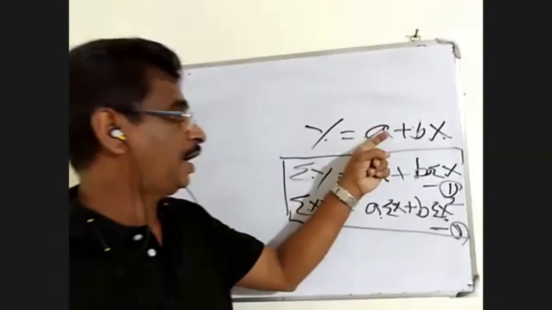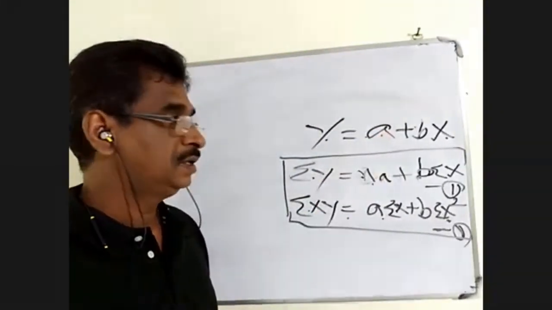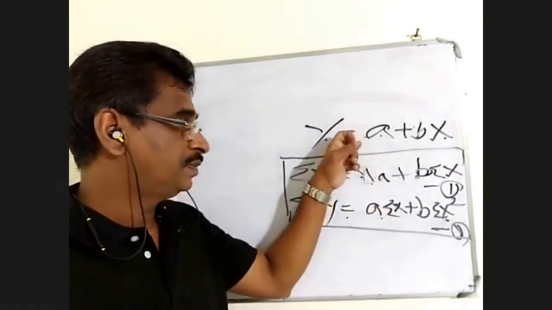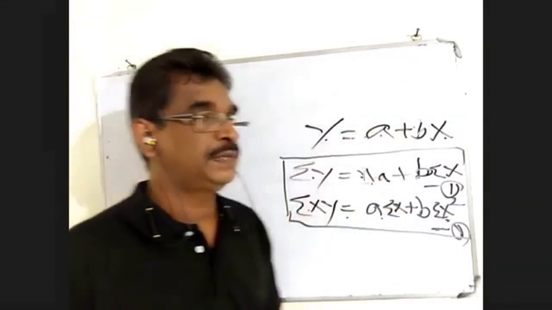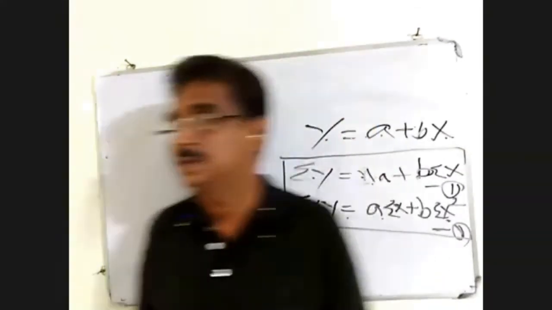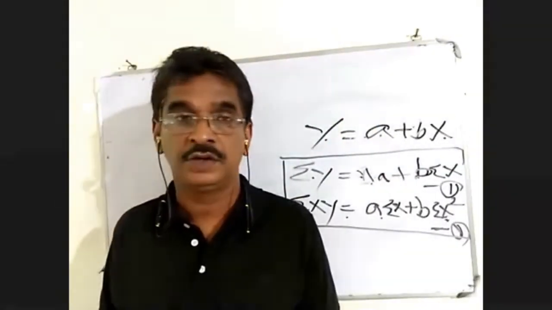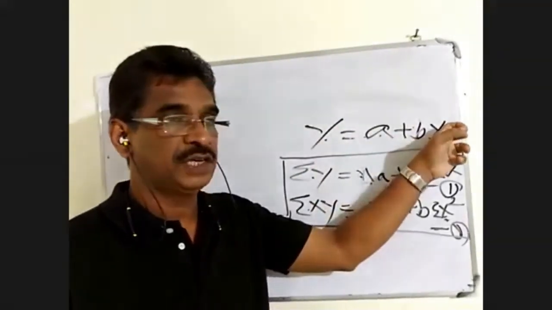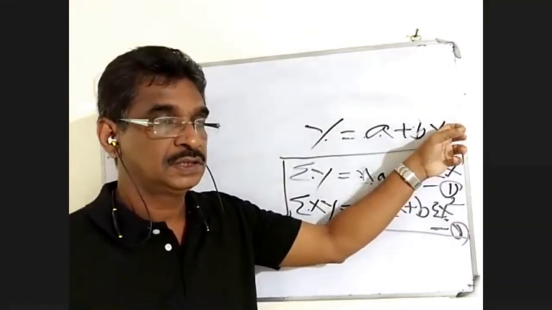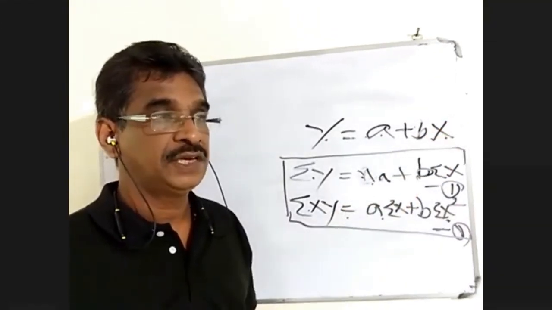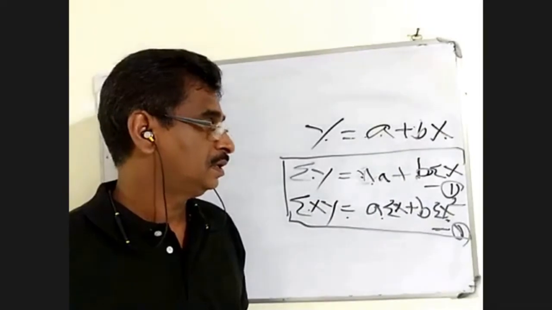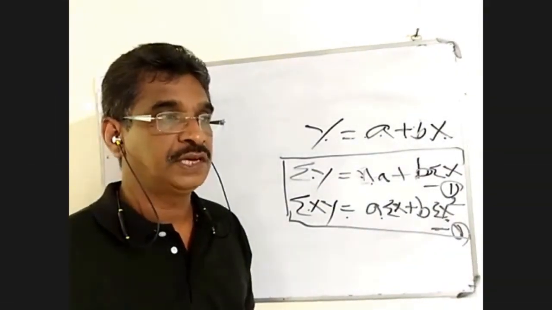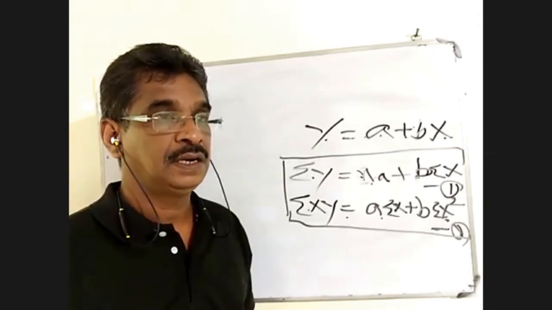Substitute the values of a and b in the regression equation y is equal to a plus bx, and we get the best fitted line.